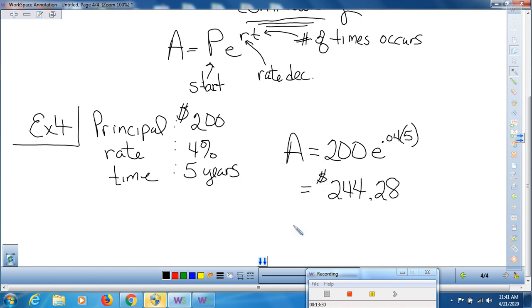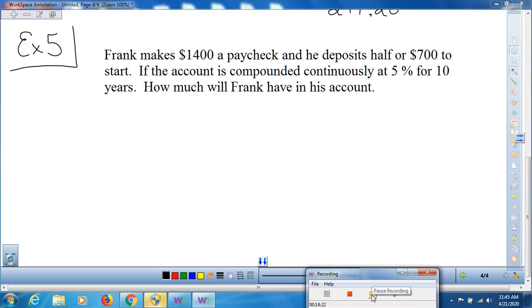How about if we try applying it to a real-life situation? All right, so let's talk about this. We have Frank makes $1,400 a paycheck. He deposits half, or $700, to start. If the account is compounded continuously at 5% for 10 years, how much will Frank have in his account? Now, this word continuously means that we're going to use PERT.